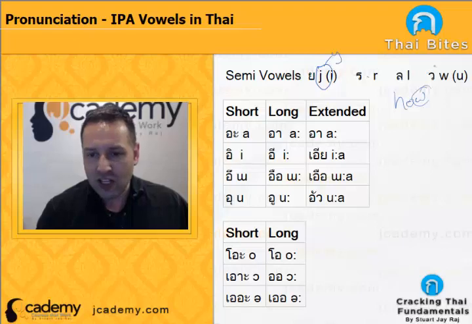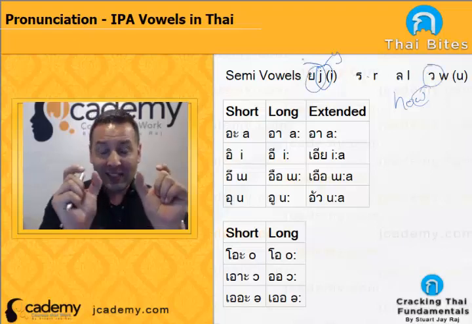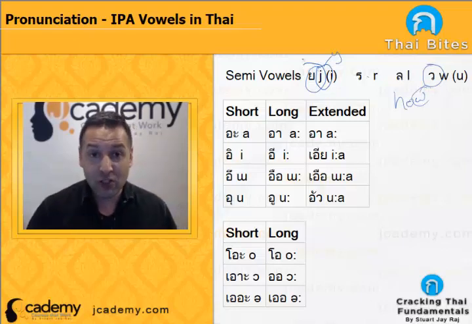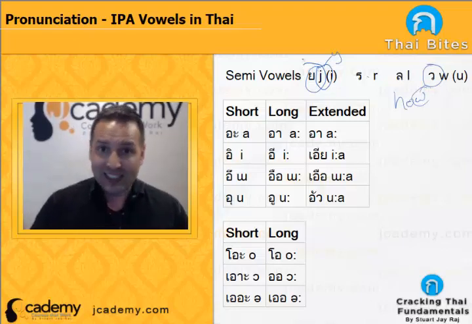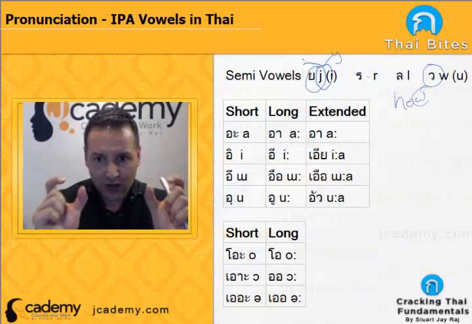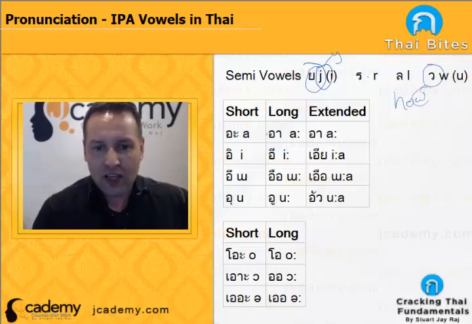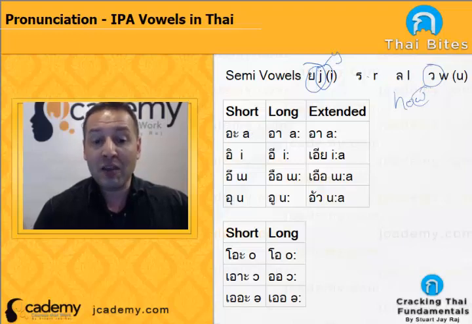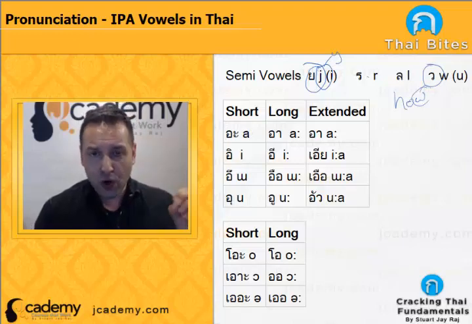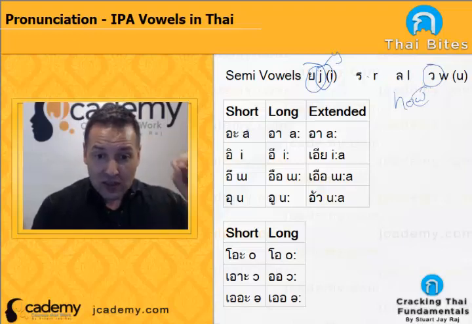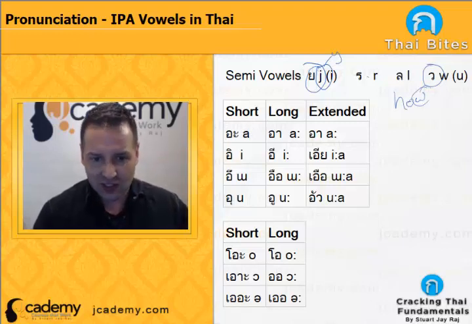And especially the wa and the ya are incorporated into the vowel frames, which if you come into Cracking Thai Fundamentals, you can see in the module on vowels how we look at vowel frames. These are parts of them. So let's have a look here. Now, even though these are letters that you already know from English, let's program ourselves with the IPA, so the international standard sound for these letters. You ready?